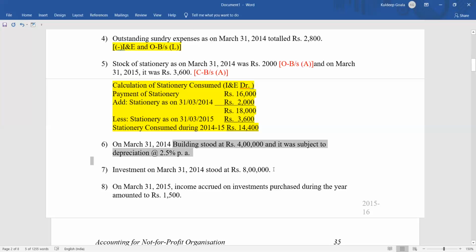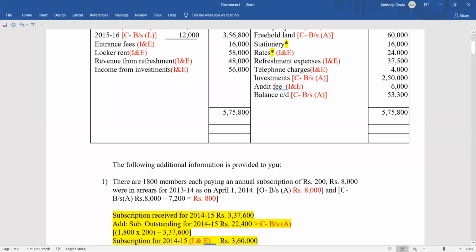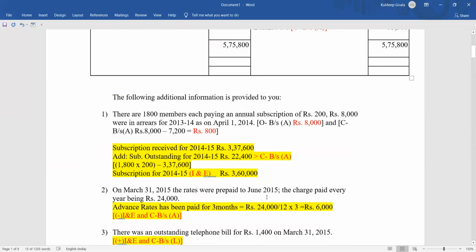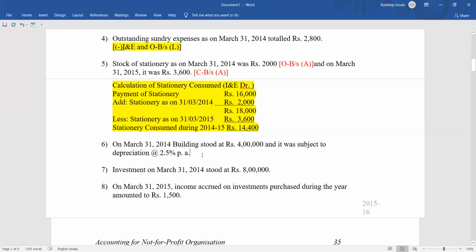Now let's see whether there is a new purchase of building or not. How will you know? By seeing the payment side. No, there is no building. So it is last year's asset, and last year's asset will continue this year.